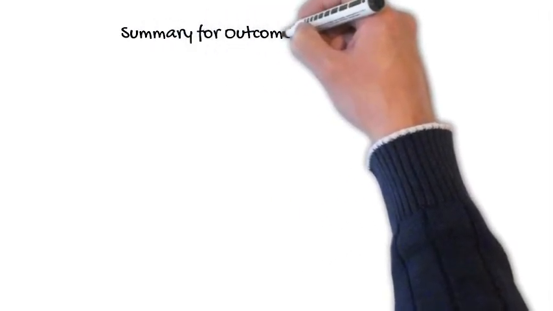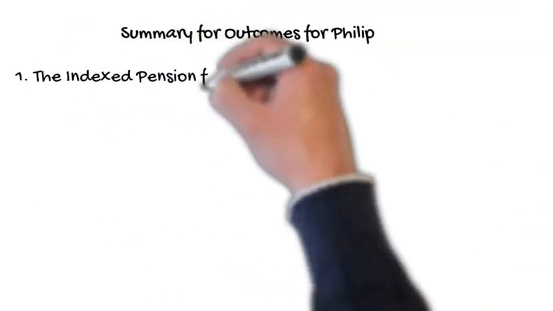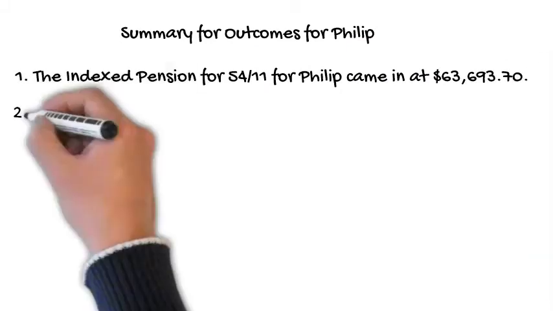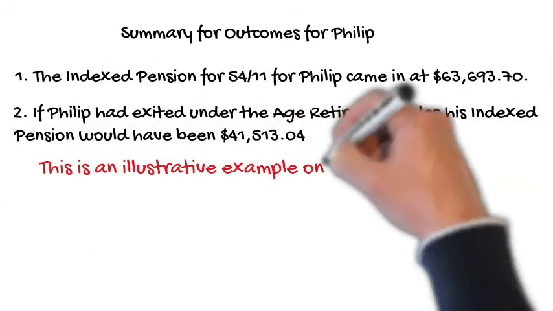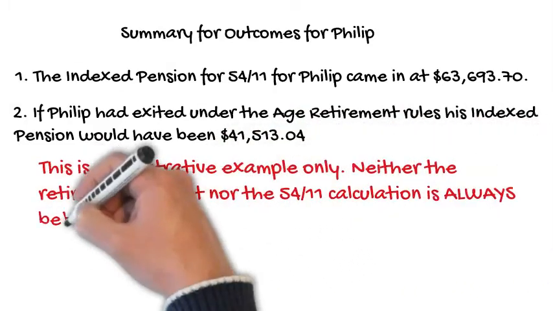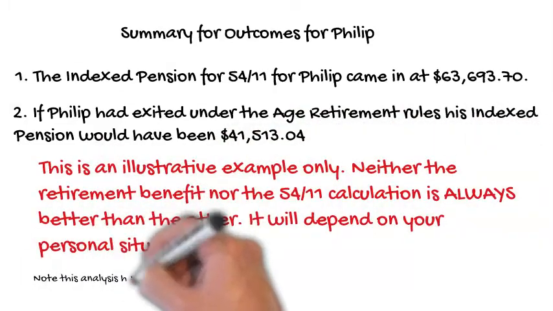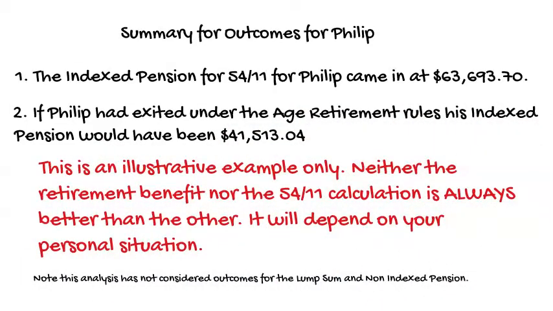So in this case, the index pension for Phillip under 5411 is $63,693.70. Now, this is vastly different to the index pension for Phillip under age retirement. Now, I must stress again, it is not always the case that 5411 beats age retirement, and it's not always the case that age retirement beats 5411. This is why it's so important to get advice.